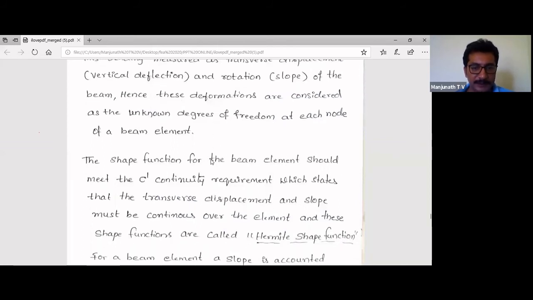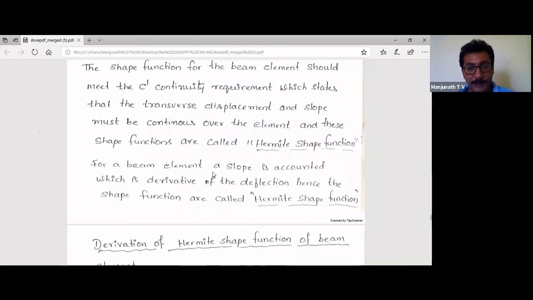If we consider shape functions for a beam element, the slope is accounted for. As the vertical displacement takes place, there will be a slope also accounted for. This slope is a derivative of the vertical deflection, hence this type of shape functions. At each node there will be 2 degrees of freedom, and for each degree of freedom we are going to get a shape function.